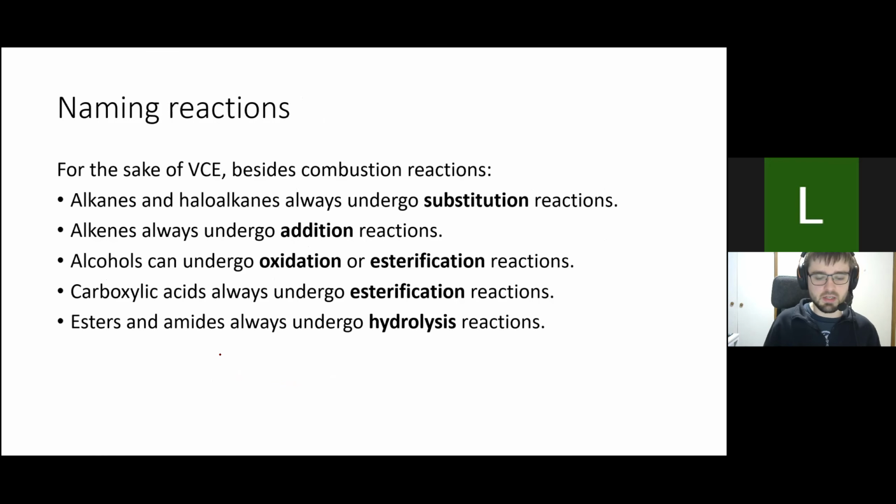In terms of if you need to name them, you can basically count on alkanes and haloalkanes always undergoing substitution reactions. That's the only one they do. Alkenes are always going to do addition reactions. Alcohols can undergo oxidation or esterification. So oxidation, if they've got some kind of metal oxidant in there, so normally dichromate, or esterification if there's a carboxylic acid in there.